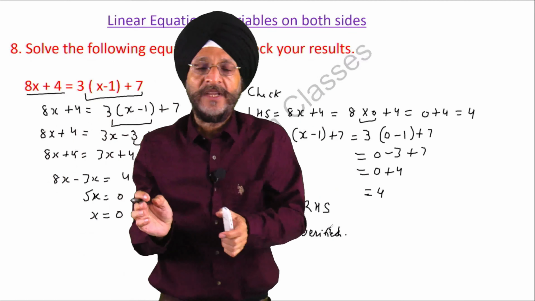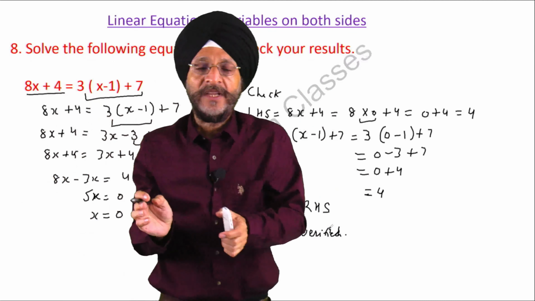Now the topic before us is linear equations, variables on both sides. The question before us is: solve the following equation and check your results. Now what is given? This is the variable x. This is on both sides. In the exam, there may be any other alphabet in place of x. That is, it may be A, B, C, X, Y, Z, P, Q, R, T, or anything else. It does not matter. Here it means variable.